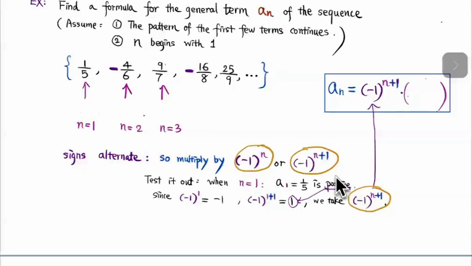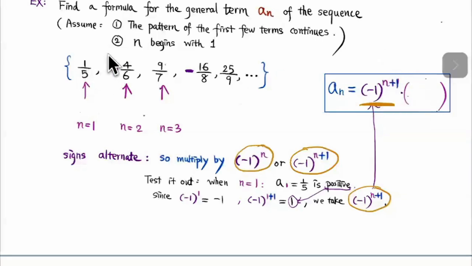Yeah, you test it out, right? So you test this out. Now this one here, n equal to 1, okay? We have positive 1/6. So if you put this one, -1 to the first power, which is -1, it's negative. So we're not going to take this one. But then if you take this one, -1 to the 1 plus 1 power is positive 1. So it matches with this one. a1 is positive. So we're going to take this one. Okay, so you test it out. So we're going to put that over here. That is for the alternating sign right here. So we take care of the sign here.